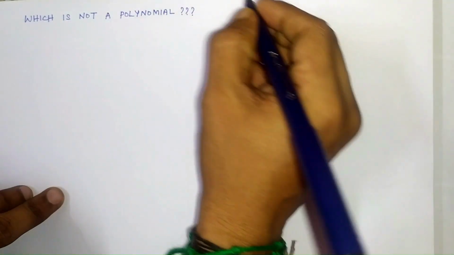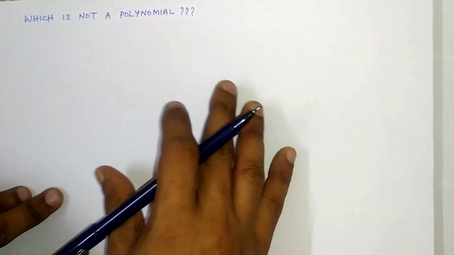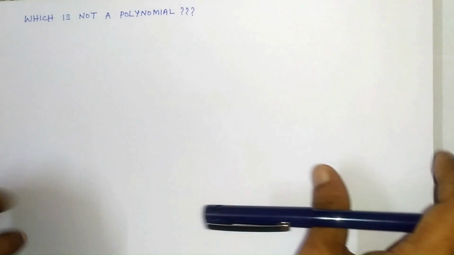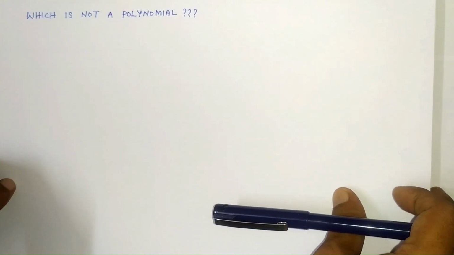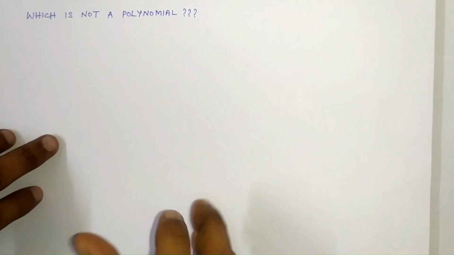So because I told you that the degree can be a set of natural numbers, that is 1, 2, 3, 4 up to infinity only. Only these can be considered as a polynomial. Now a question arises: which cannot be considered as a polynomial? Let us understand which cannot be accepted as a polynomial by looking at some examples.